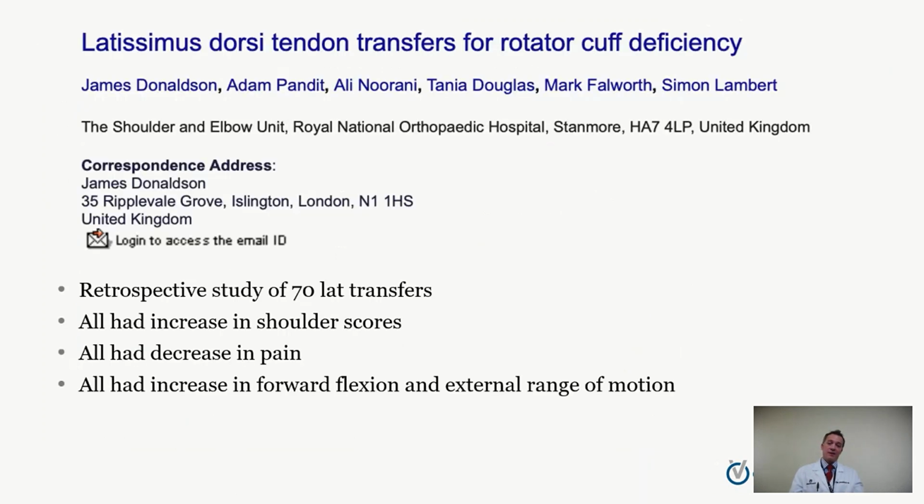This is just a study that was performed a couple of years ago. This is a retrospective study, meaning somebody looked back at 70 patients with latissimus transfers. All had an improvement in their shoulder scores, all had a decrease in their pain, all had an increase in their forward flexion and their external range of motion, which is what we're trying to get back with these irreparable rotator cuff tears.